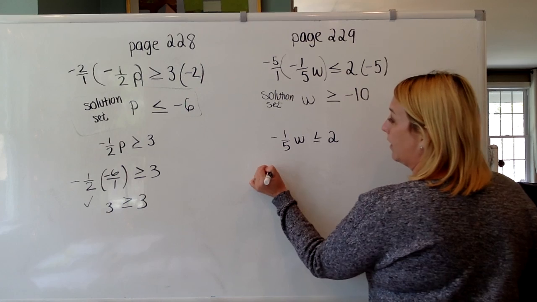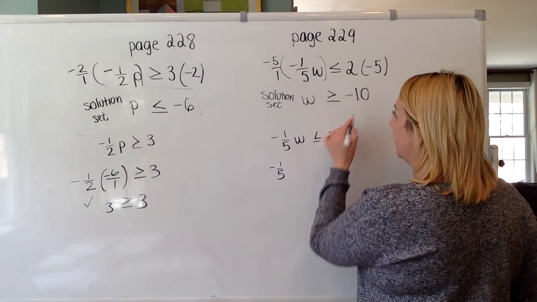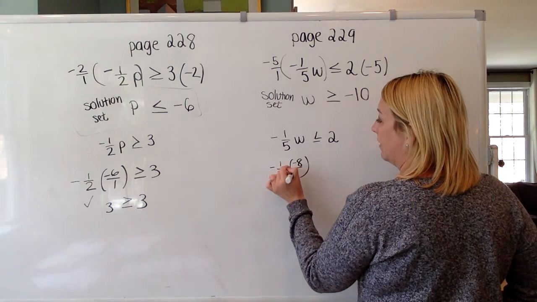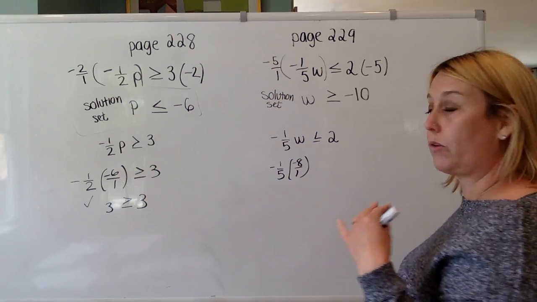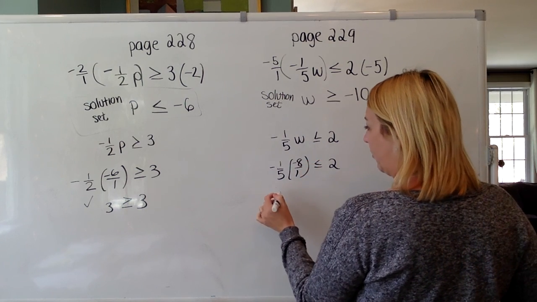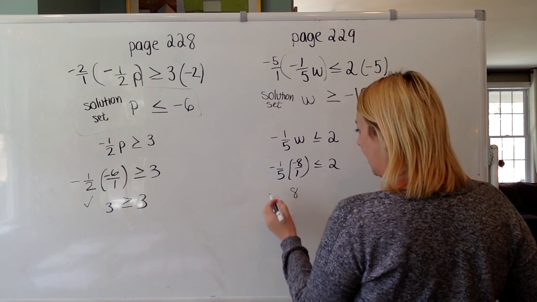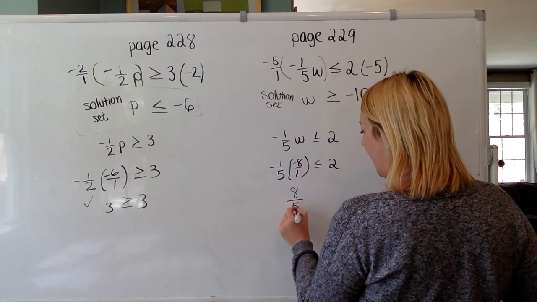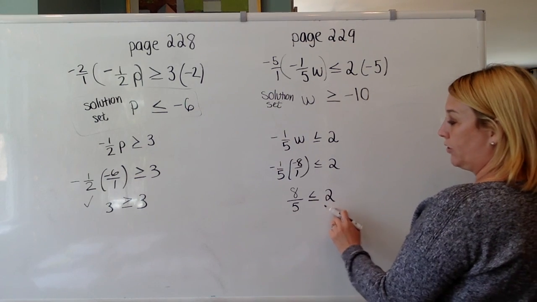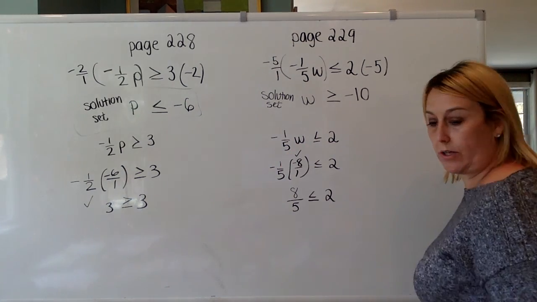So let's say negative 1/5, and I'm going to pick a value that's greater than negative 10. I'm going to say negative 8, right? Because negative 8 is closer to 0. It's greater than negative 10. And we're just going to multiply across. So negative times a negative is a positive, and I have 8/5, and 8/5 is less than 2, right? Because it's 1 3/5. So I know that that one worked correctly.